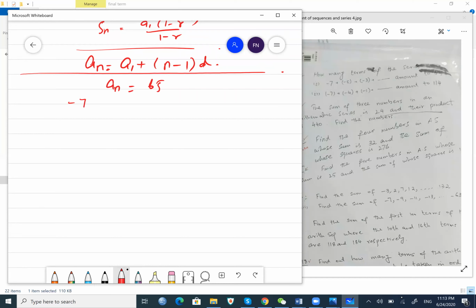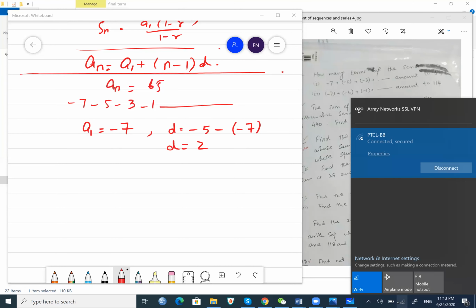Then we write the sequence -7, -5, -3, -1, and it continues. So what term number is 65? In that case, again, a1 is -7, common difference is -5 minus -7, so the common difference is 2. Hello, can you hear me? Yeah, two. Disappeared a bit, but okay.